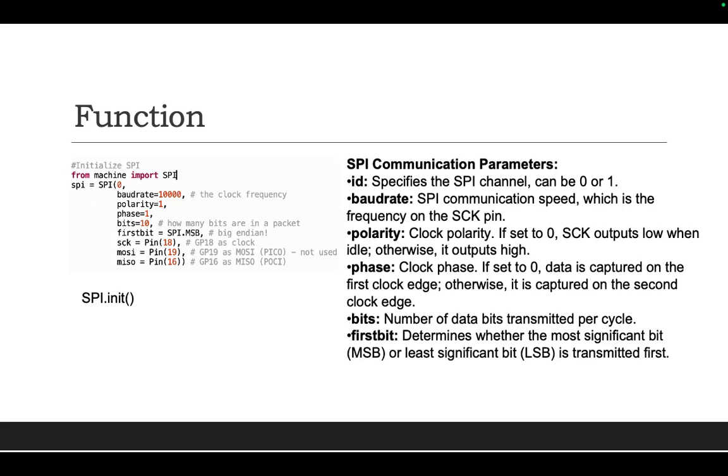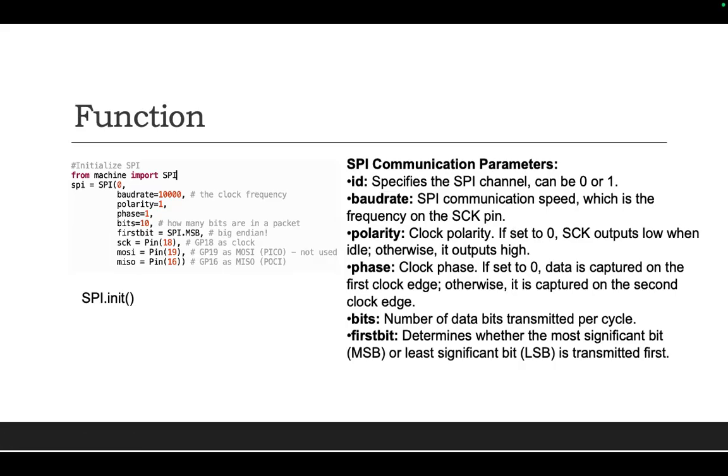And then you can see here the ID. There are some parameters. The ID is specific to the SPI channel, and can be 0 or 1. The baud rate is the frequency, your clock's frequency. And the polarity is the clock polarity. If you set it to 0, the SCK outputs low when idle, otherwise it outputs high.